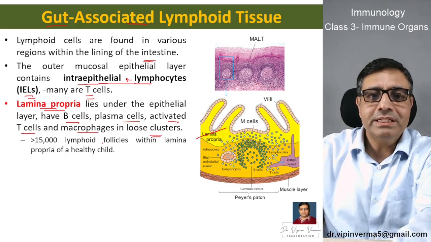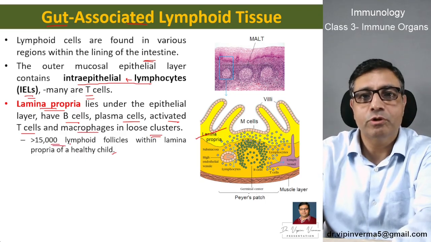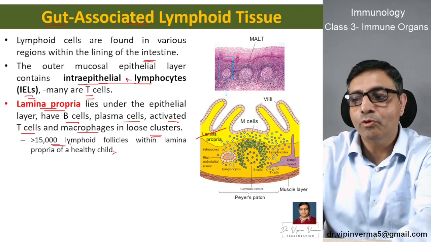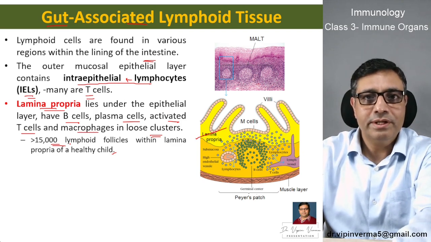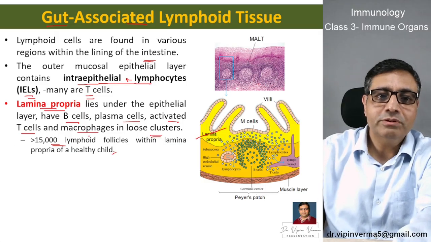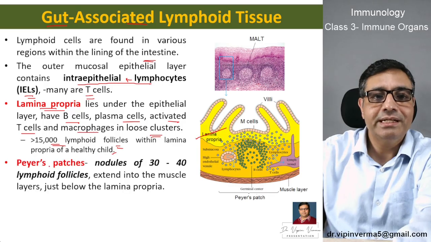More than 15,000 lymphoid follicles are found within the lamina propria of a healthy child. Children usually have a very high immune response, because they are in the process of forming memory cells. So more than 15,000 lymphoid follicles are there within the lamina propria of a healthy child.